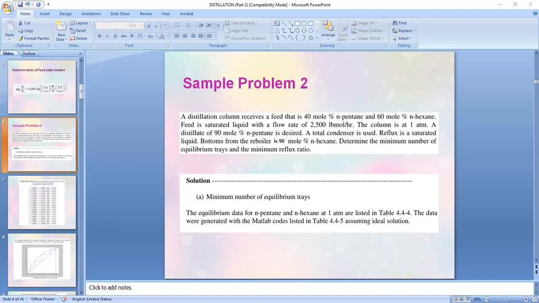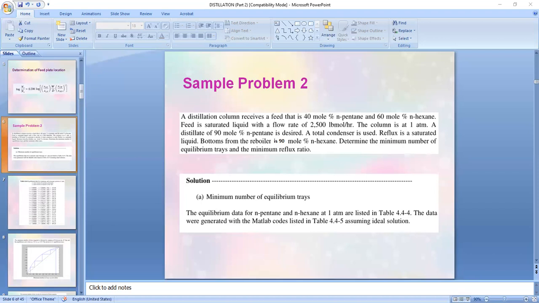Now determine the minimum number of equilibrium stages and the minimum reflux ratio. In here, you are to determine the minimum reflux ratio, so that would be the R sub M, and the minimum number of stages, that would be the N sub M. So the procedure that will be done in here, you can apply the analytical way of determining the theoretical number of stages.